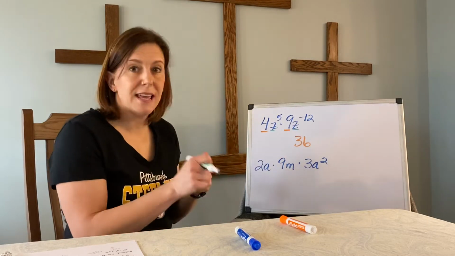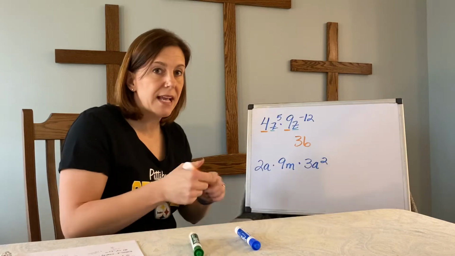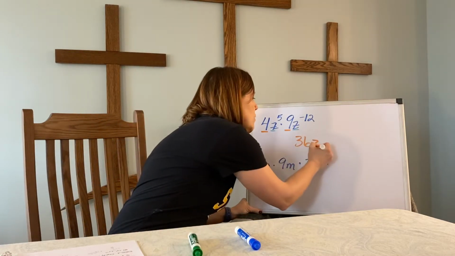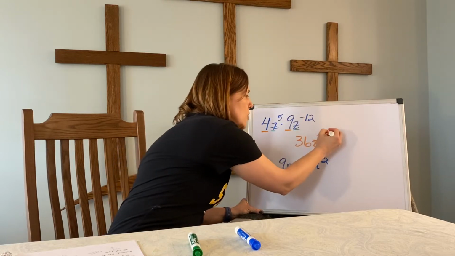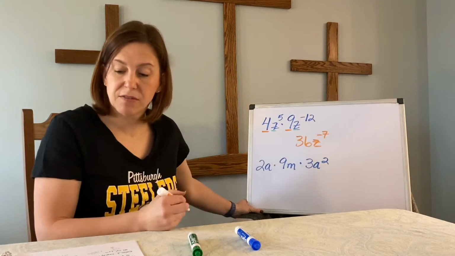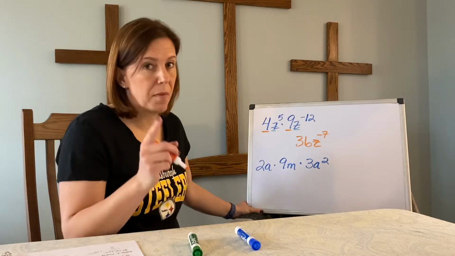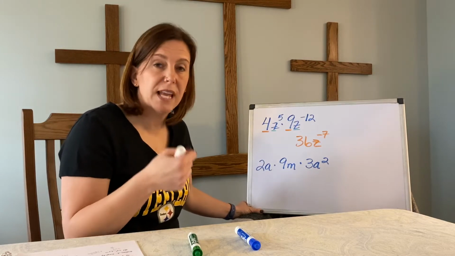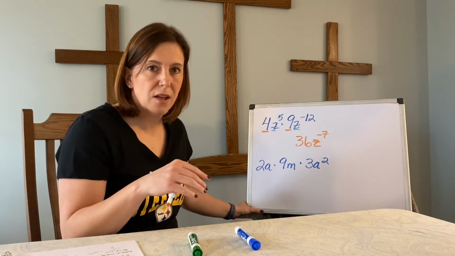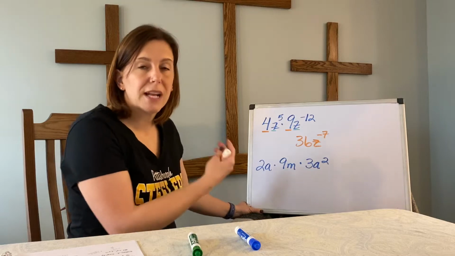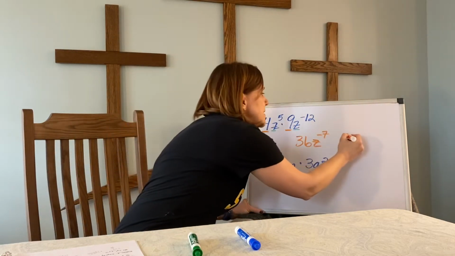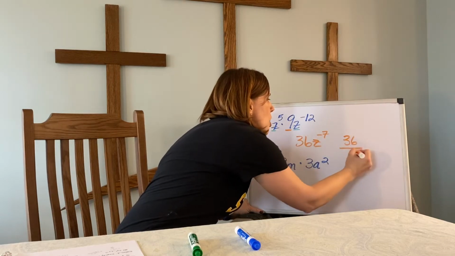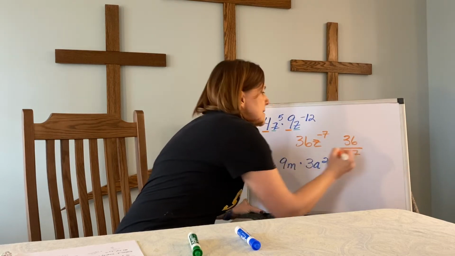So my z is still going to remain in my answer, but my exponent will now be 5 plus -12, which is -7. Remember what I just said though. If we have a negative exponent, we're not done. I now need to bring in what I learned last week about negative exponents and convert that to be 36 over z to the 7th.